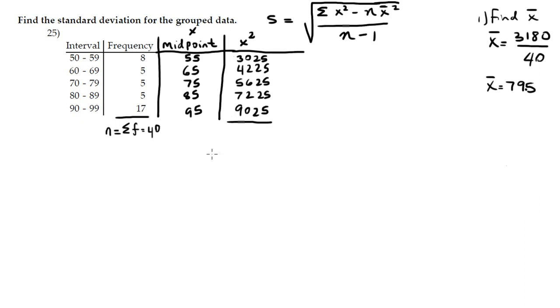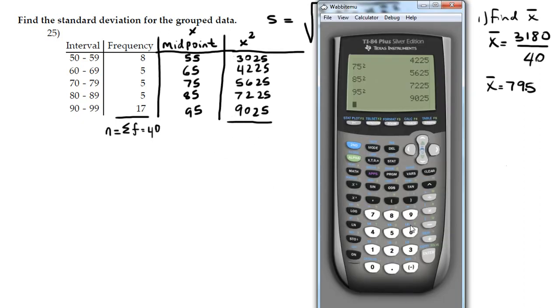Now I've got to sum these. I need to add these up. I'll do that here too, though it might be faster by hand. 3025 plus 4225 plus 7225. Oops, it did it again, that 2 key, using this stylus to type these things in. Well, if I did anything wrong here, you'll let me know, right? 3025, 4225, 5625, 7225, 9025. Add them all up: 29,125.